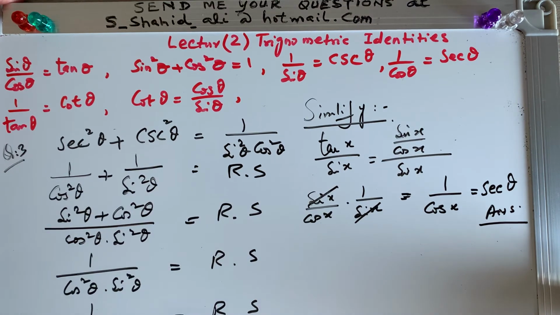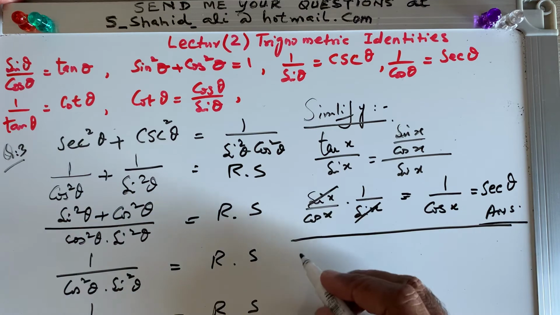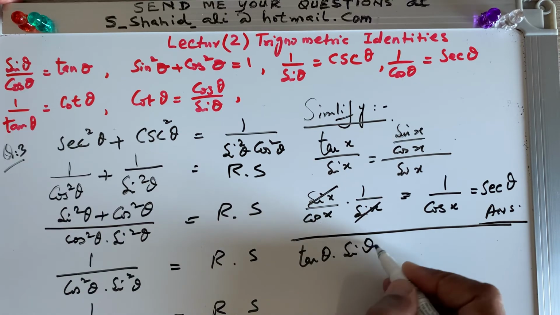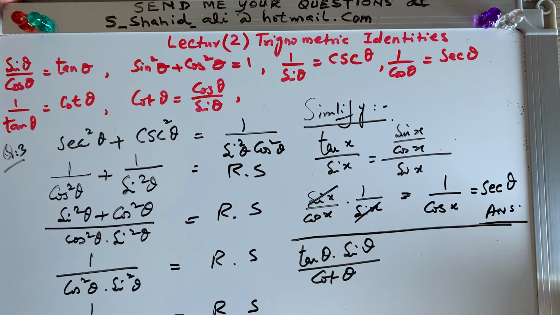So it was simple, but you have to make use of the same trigonometric ratios we learned on the first day. Now we take another example. You can find tons of examples in your textbook or anywhere you want to refer. So next is tangent theta sine theta divided by cot theta. He's not giving you the right hand side, but he's saying just simplify whatever you can simplify using these trigonometric identities.